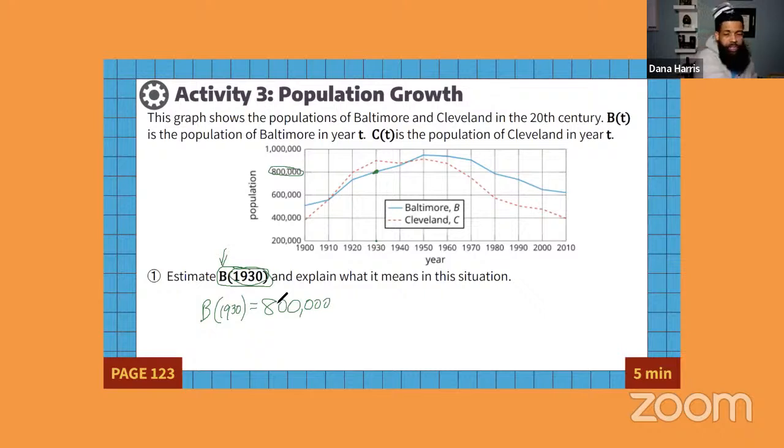This means that, I'm going to type this one today. I'm going to be a little neat. So this means, let's stretch this out. This means the population of Baltimore in 1930 was 800,000. And that's it. That's all that means. All right. So you've got it. And we can go on to part B of this.